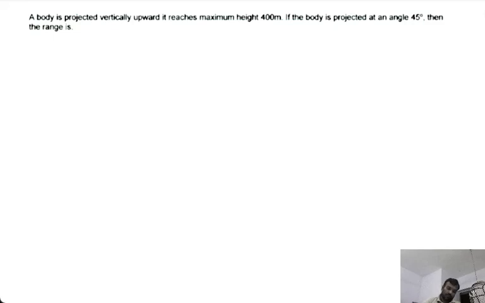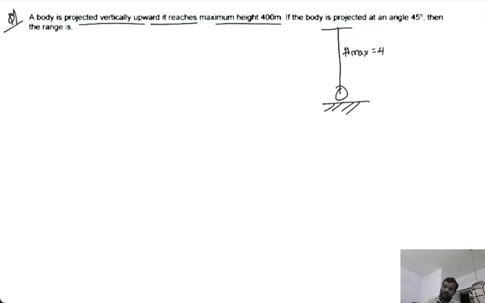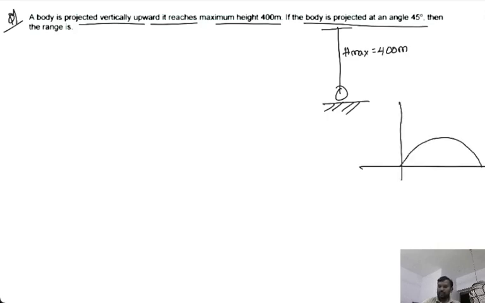Next, you solve one problem about range and maximum height. A body is projected vertically upwards, it reaches maximum height. H max is given as 400 meters. A body is projected at an angle of 45, then what is the range? Already you know that the angle θ is equal to 45 degrees. What happens to the range? Maximum range. The range is maximum.